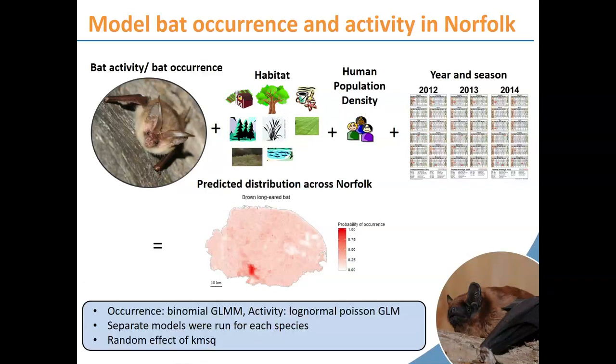So this allowed us to create maps of the predicted distribution for each bat species across Norfolk. We did each species separately because they've got very different habitat preferences and requirements. And then we checked the predictability of each model using cross-validation. Here I'm only really going to talk about the occurrence models because the activity models show basically the same thing and there's not really time to do both of them.